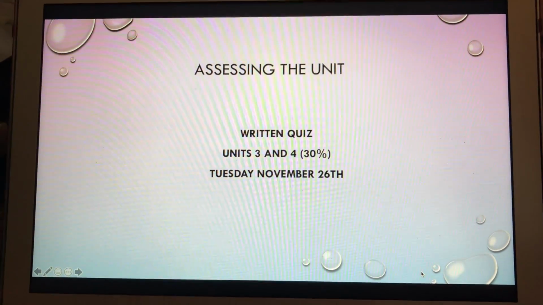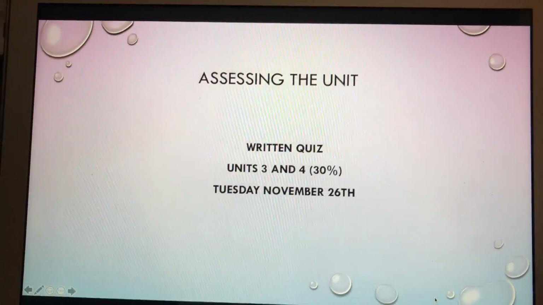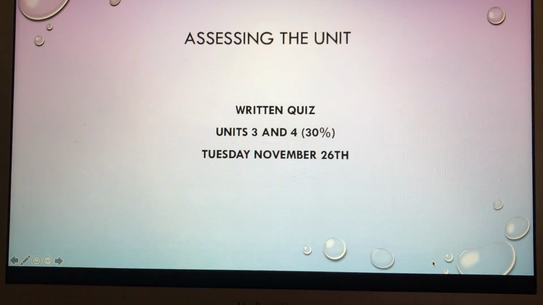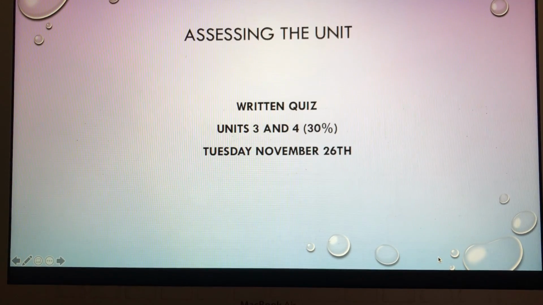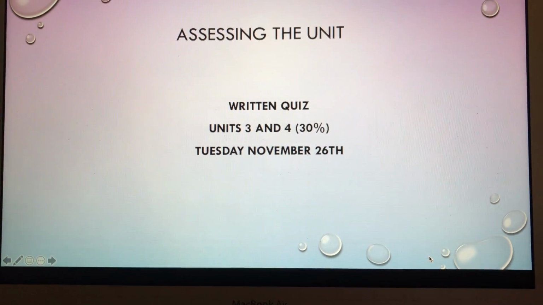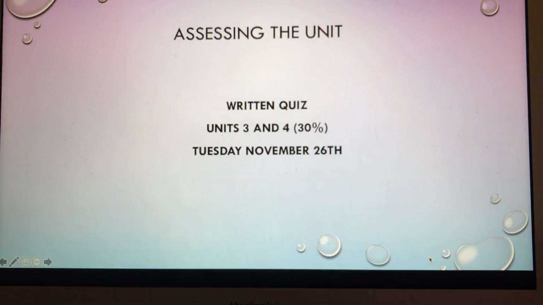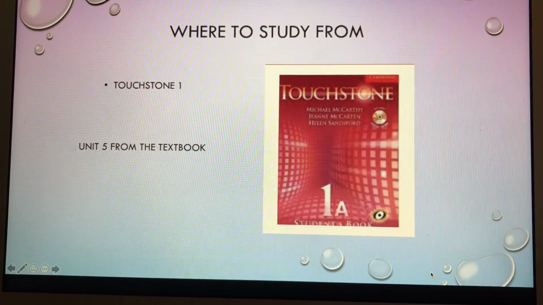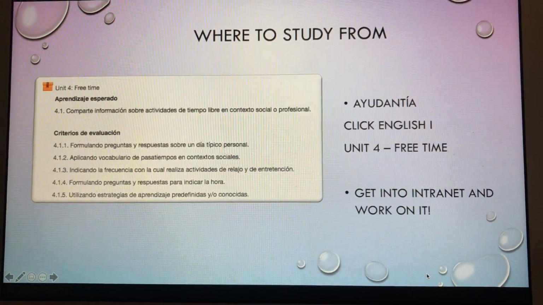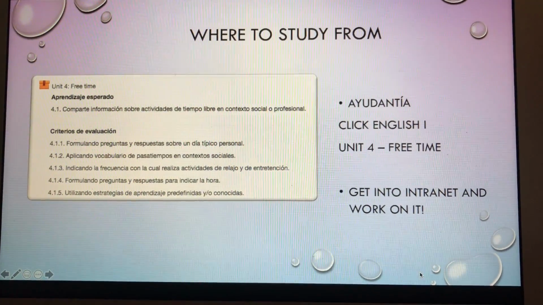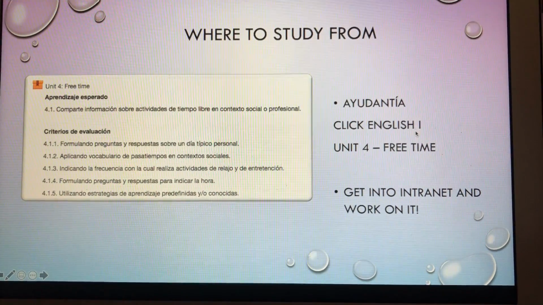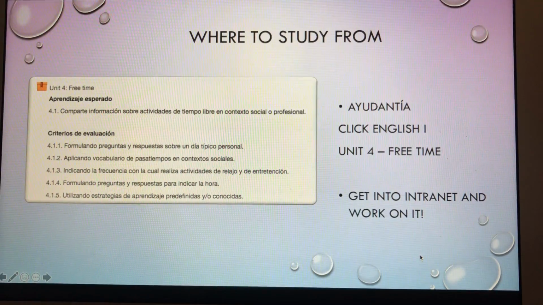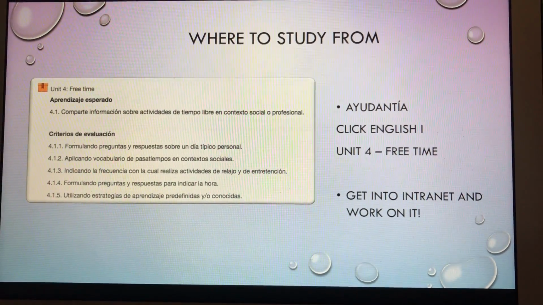And remember, as I said before, that we're going to have a quiz on Tuesday, November the 26th, and you have to study units 3 and 4 from the descriptor, which is all about the simple present tense. Now, if you study from the book, you study units 4 and 5 from the textbook, and remember that you can also go into the platform and go into Click English 1, and you can check unit 3 and unit 4. So do it because it's going to be great help for you.